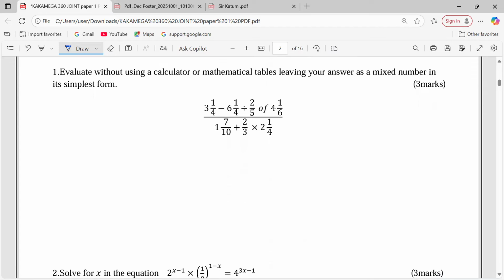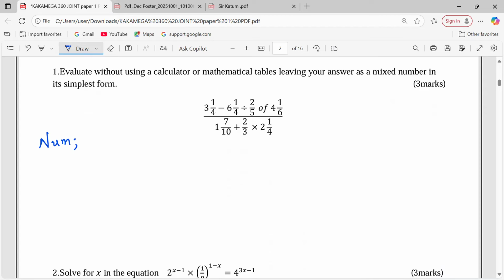A very serious exam. Now evaluate without using a calculator or a math table, leaving your answer as a mixed number in its simplest form, for 3 marks. 3 1/4 minus 6 1/4 divided by 2/5 of 4 1/6, then everything over 1 7/10 plus 2/3 multiplied by 2 1/4. So let's begin by simplifying the numerator in this case. What shall we have by simplifying the numerator?